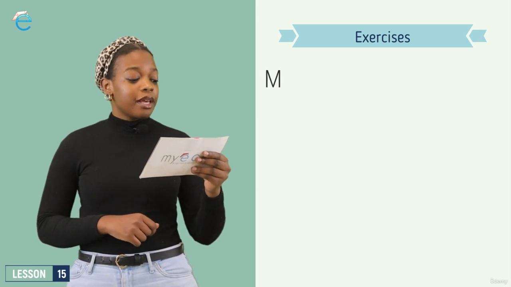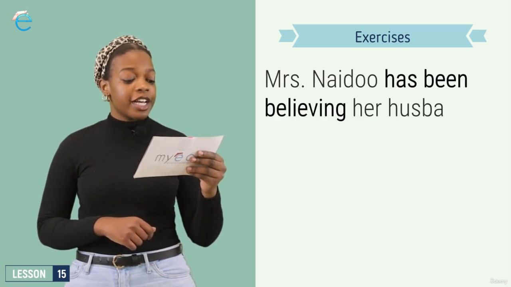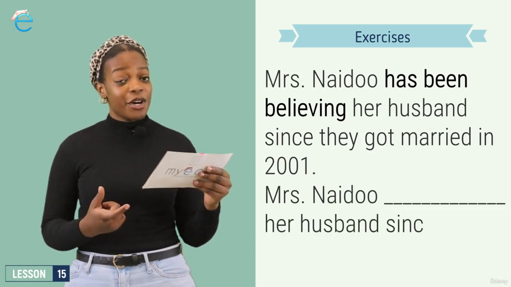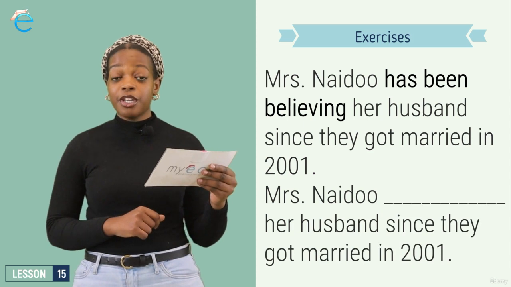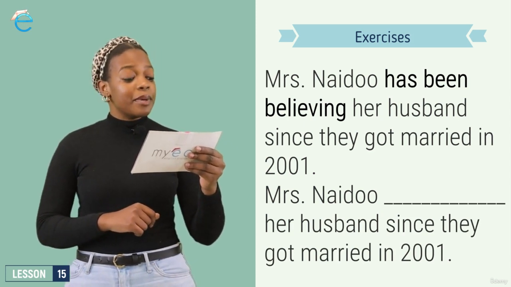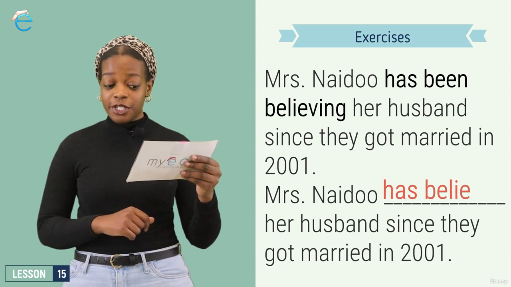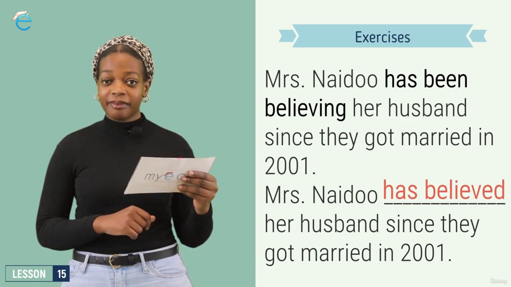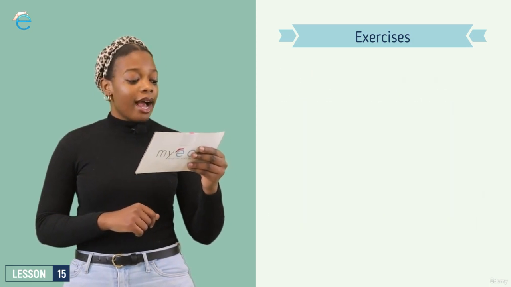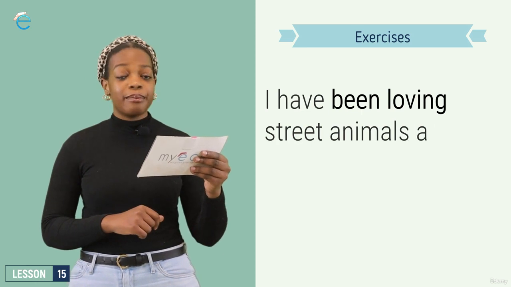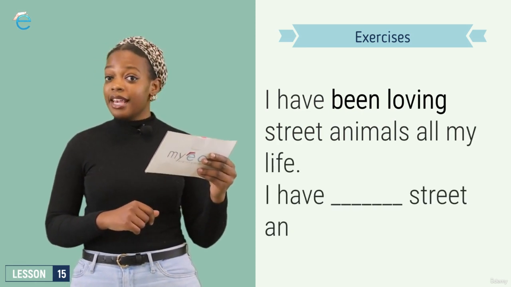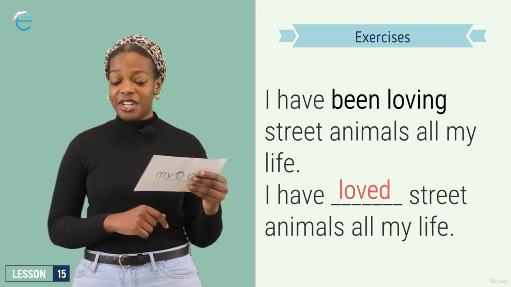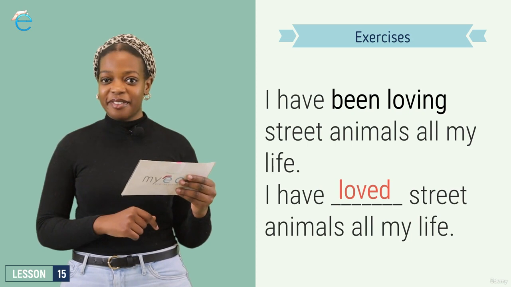Number 5, Mrs. Naidu has been believing her husband since they got married in 2001. We already know believe, non-action verb, so the correct sentence is, Mrs. Naidu has believed her husband since they got married in 2001. Number 6, I have been loving street animals all my life. Love is a non-action verb. I have loved street animals all my life.